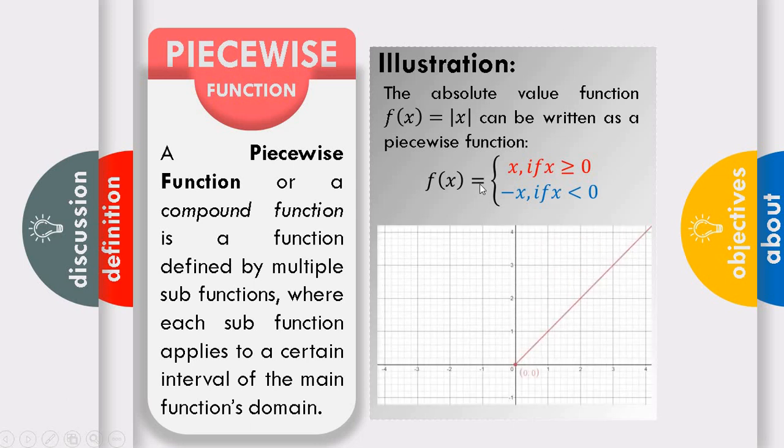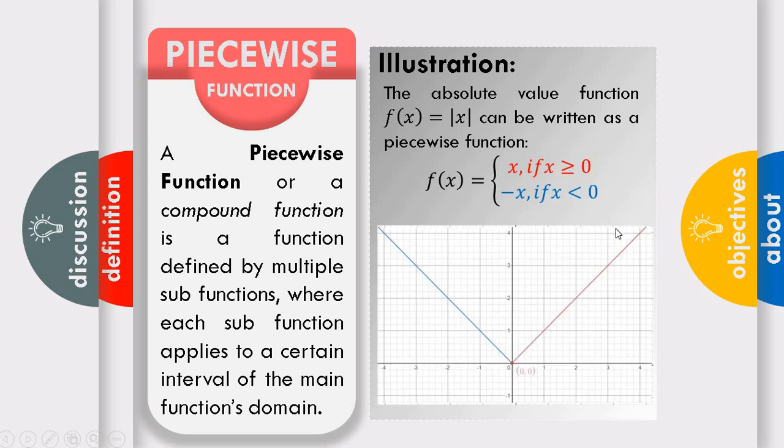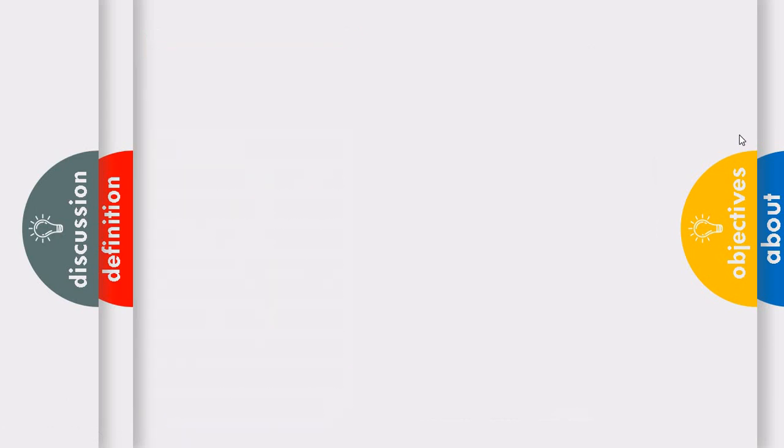In illustrating this piecewise function, we have the graph of the first subfunction, the second subfunction, and we will combine them into one. Okay, so that is a piecewise function.